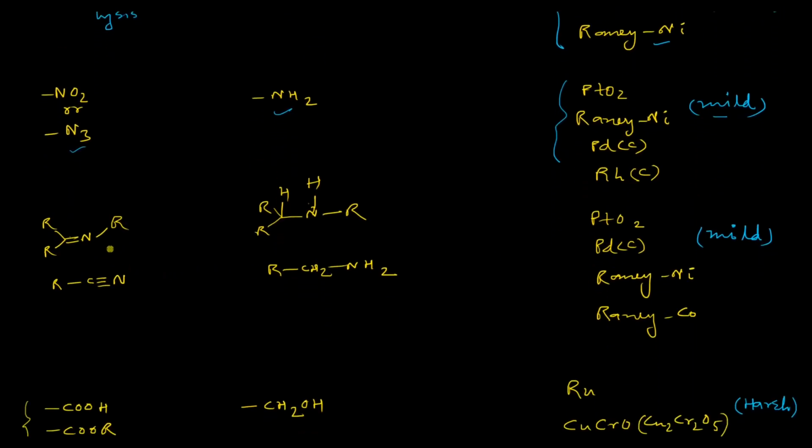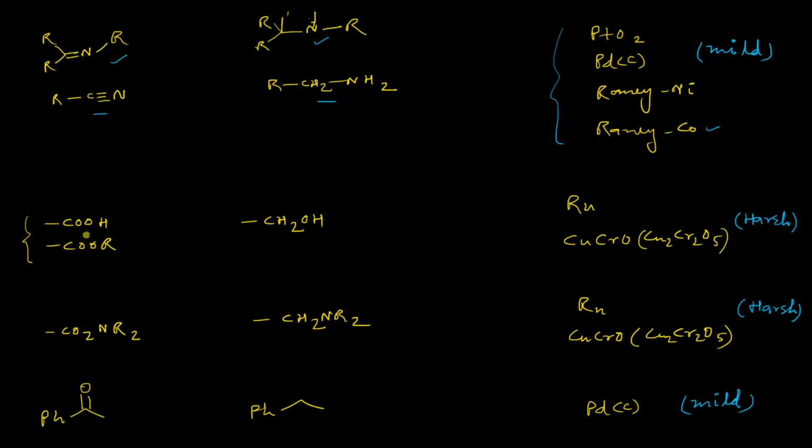If you want to convert an oxime-like functional group into the corresponding hydrogenated form, or a nitrile into the corresponding amine, then you can use these four catalysts, which are platinum oxide, palladium on activated charcoal, Raney nickel, or Raney cobalt. Raney cobalt is also prepared in the same way as Raney nickel is prepared. The reaction conditions are very mild for all the catalysts.